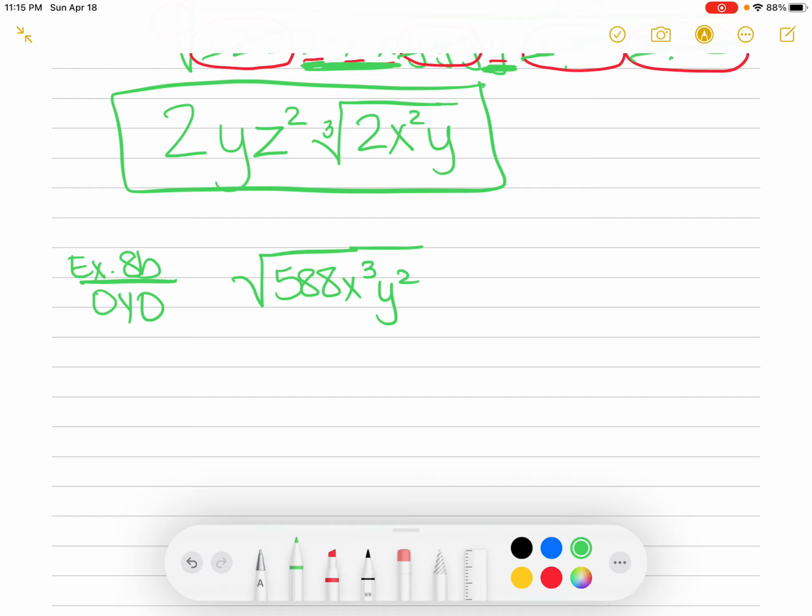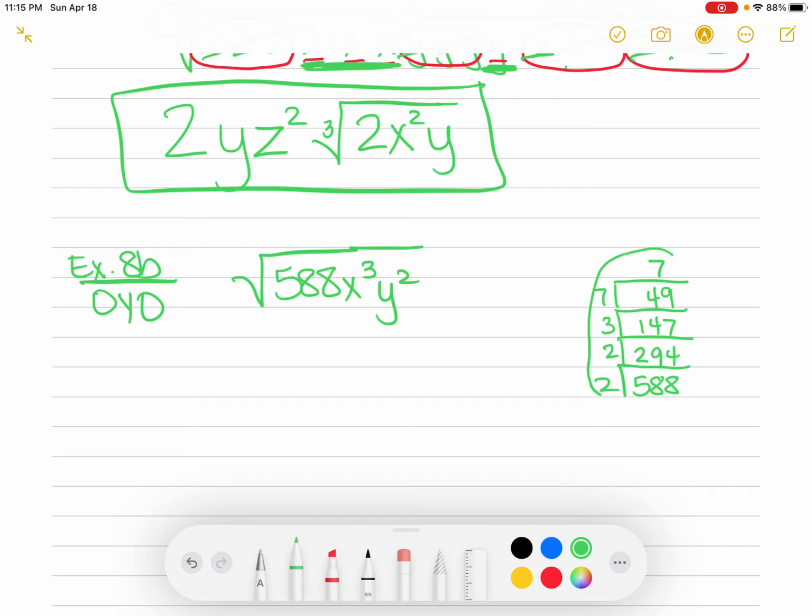Okay, so I'm going to do 588, and I'm going to actually do it with a ladder just to show you something different. So that's going to be divided by 2. This would be 294. I can divide by 2 again. That's going to be 147. That one cannot be divided by 2, but it can be divided by 3. That's going to be 49. And then 49 is 7 times 7.